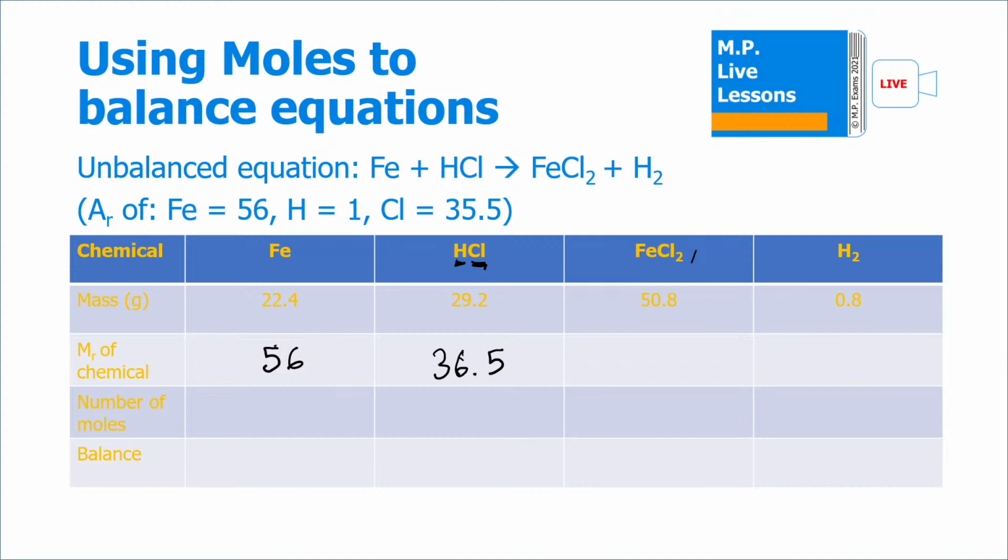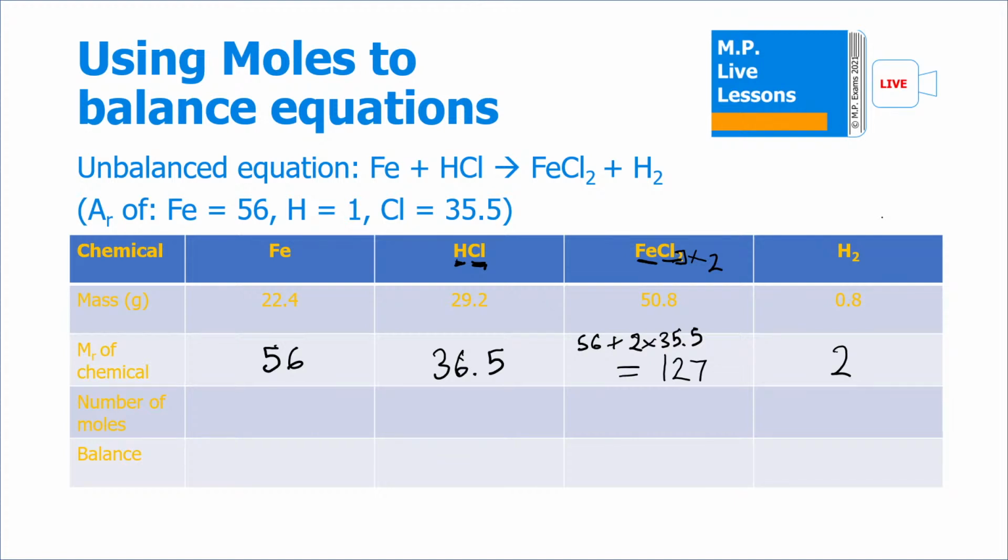Next we get iron chloride, we're given the formula for that. So we have one atom of iron and then 2 atoms, so this little 2 here, so we have 2 atoms of chlorine. So that is 56 plus 2 times 35.5, and this gets us 127. And then for hydrogen, we have 2 atoms of hydrogen. So that's 1 times 2, and that's simply a mass of 2.